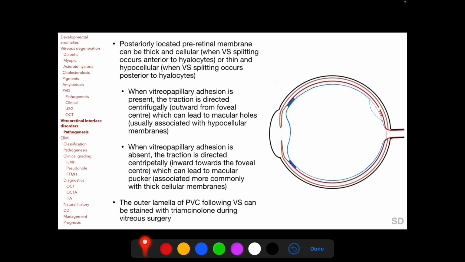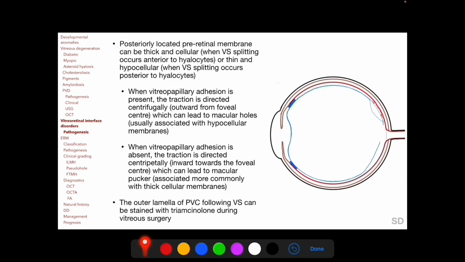In this situation, when vitreopapillary adhesion is present, the traction is directed centrifugally, that is outward from the foveal center, which can lead to the formation of macular holes. And when vitreopapillary adhesion is absent in an eye with a posterior preretinal membrane, the traction is directed centripetally, that is inward towards the foveal center, leading to the formation of macular pucker. The outer lamella of posterior vitreous cortex following vitreoschisis can be stained with triamcinolone during vitreous surgery.